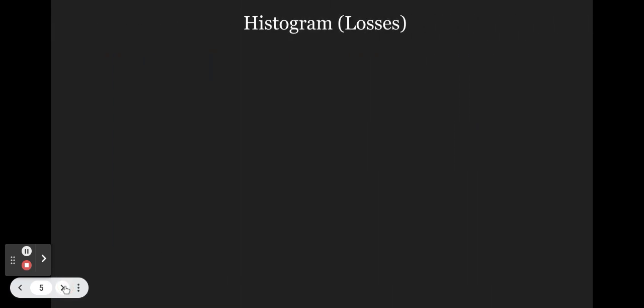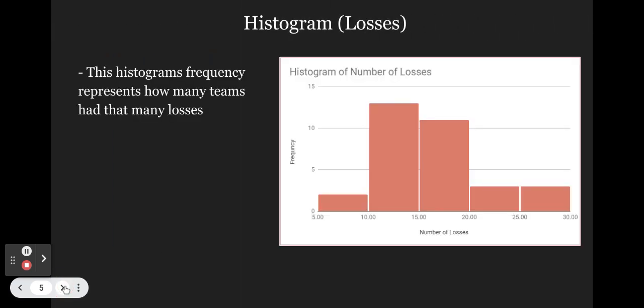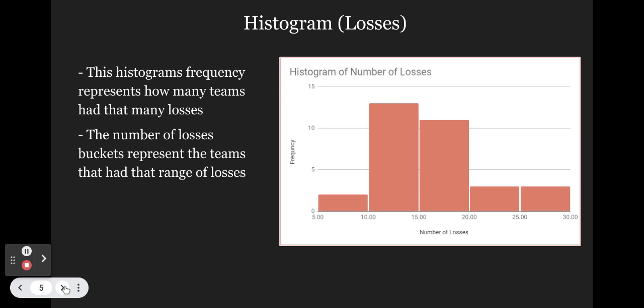The next histogram is the losses histogram, and it's the same as the wins except it's just the losses instead. So we have the buckets that have the number of losses at the bottom, and on the side we have the frequency. So how many teams had that number of losses? For example, there were 11 teams with between 15 and 20 losses.